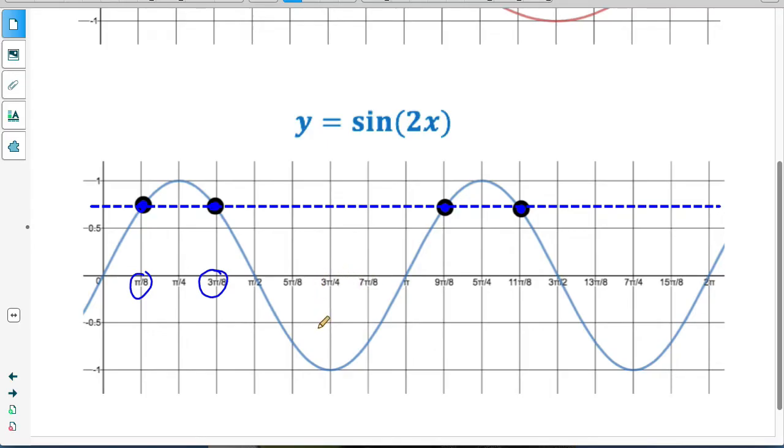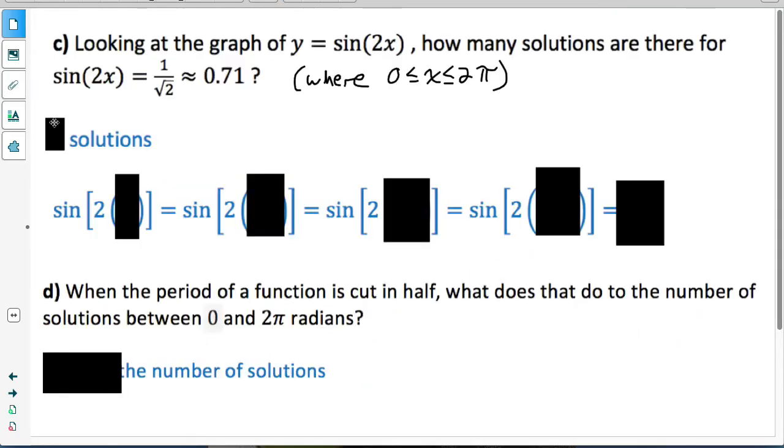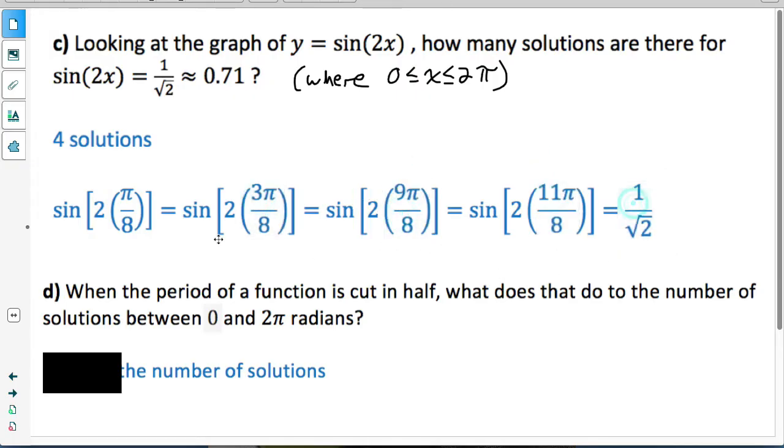And it's going to be equal to that 1 over root 2 value 2 times in every cycle. So 2 times in the first cycle, 2 times in the second cycle, so again here at 9 pi over 8 and 11 pi over 8. And in the third cycle, it would be equal to 1 over root 2 twice more, fourth cycle twice more, and so on. But we only want the answers between 0 and 2 pi, and this function does 2 cycles between 0 and 2 pi, so we get 4 answers. Our 4 answers are pi over 8, 3 pi over 8, 9 pi over 8, 11 pi over 8. So let's fill that in. Between 0 and 2 pi, we figured out there were 4 solutions to this equation. The angles that when doubled have a sine ratio of 1 over root 2 are pi over 8, 3 pi over 8, 9 pi over 8, and 11 pi over 8.